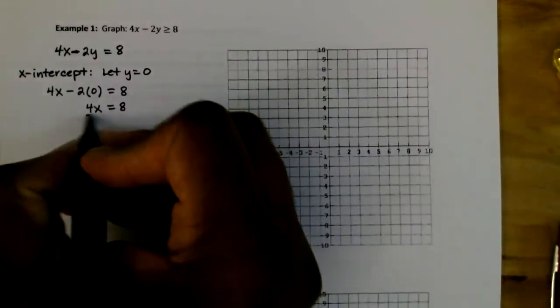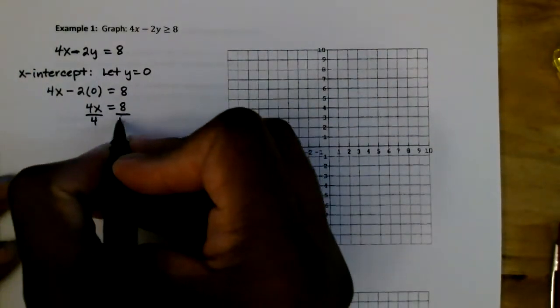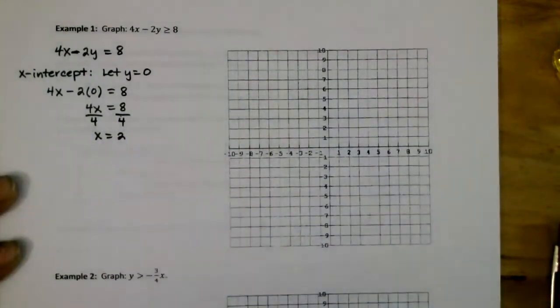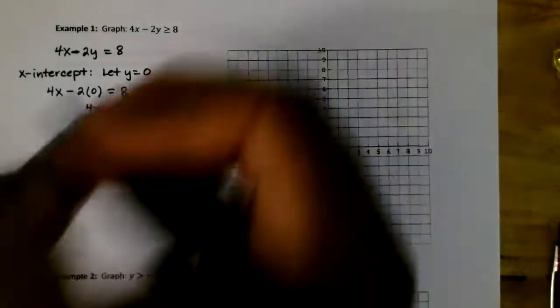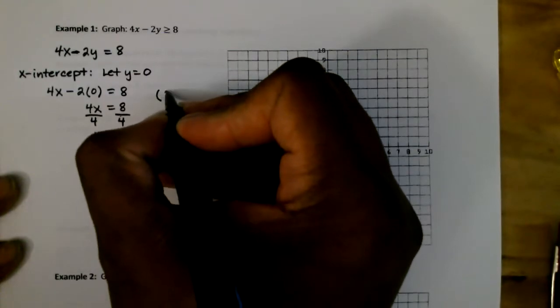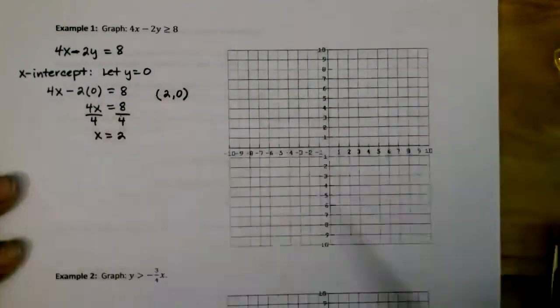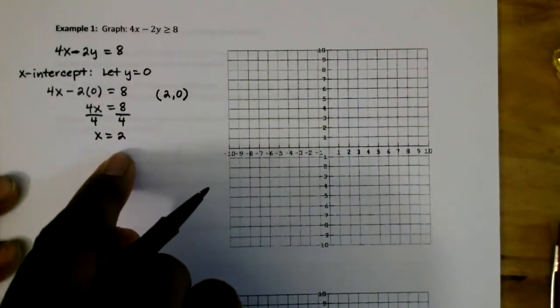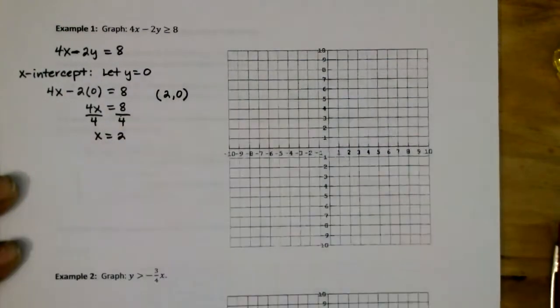And then to solve for x, we're multiplying by 4. We divide both sides by 4. So that means x is equal to 2. That would mean that the x-intercept would be the ordered pair 2, 0, because I let y equal 0, and x ended up being 2. X comes before y, so it'll be 2, 0.